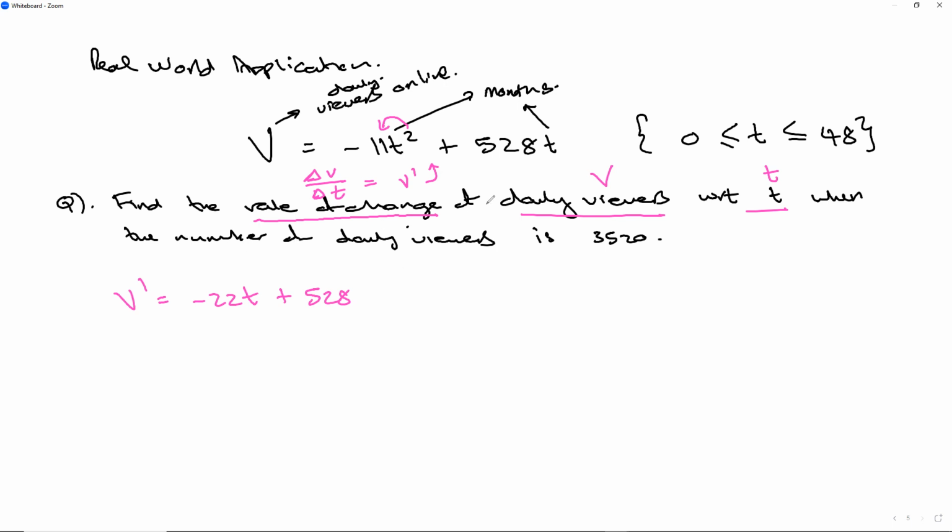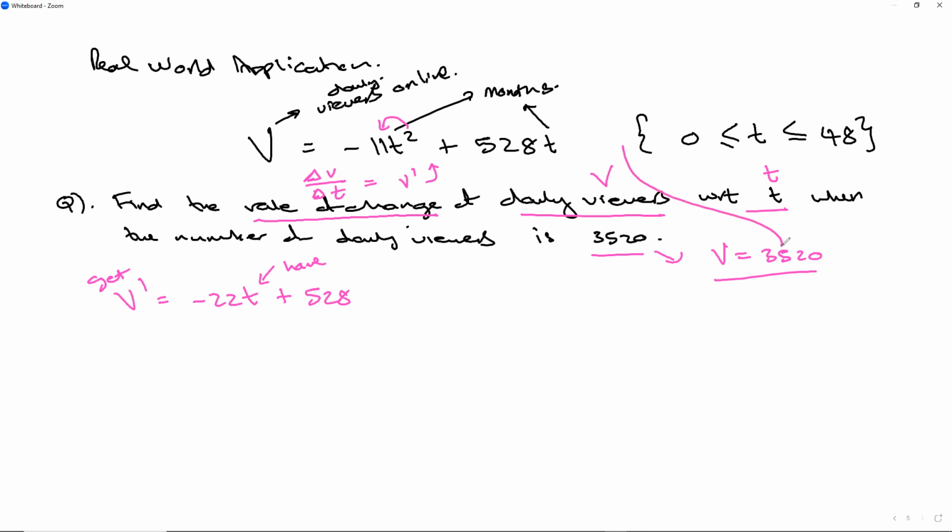It's telling us to find the rate of change, which is this, at the moment when the number of daily viewers is 3520. Now, what does that mean? We know daily viewers is V, so this is saying V equals 3520. I can't substitute that in there. That's the gradient, right? We want to find that. First, we need to find what time. The only way I can get that is if I have t, so I need to find t that will work for this value.